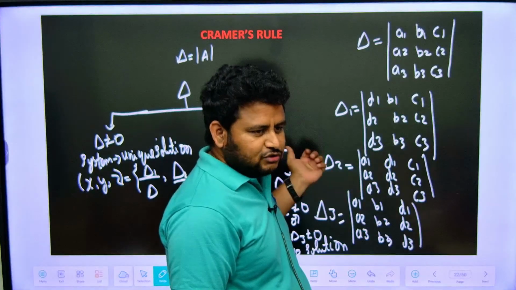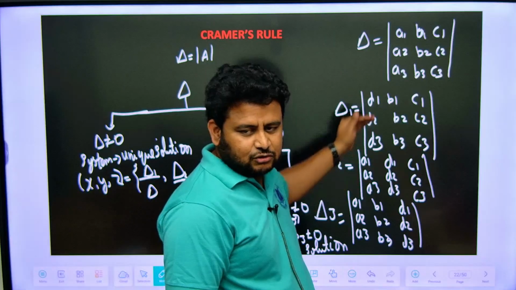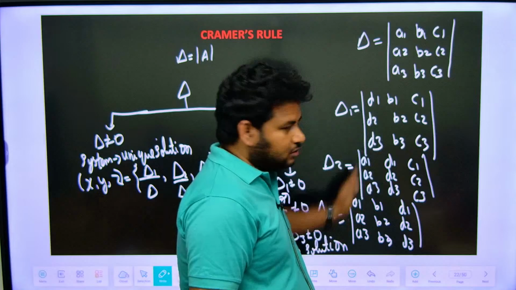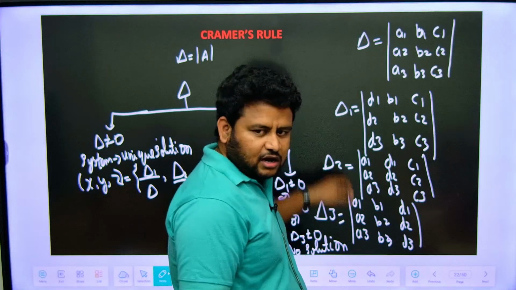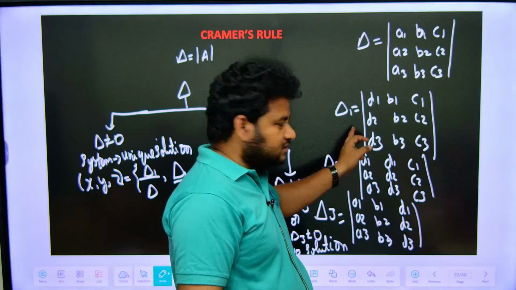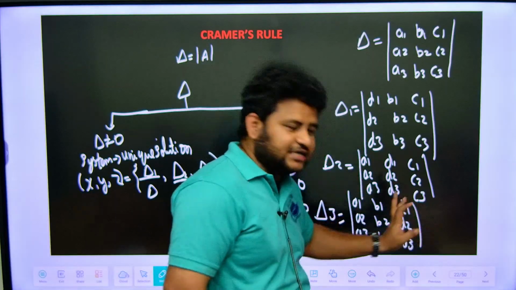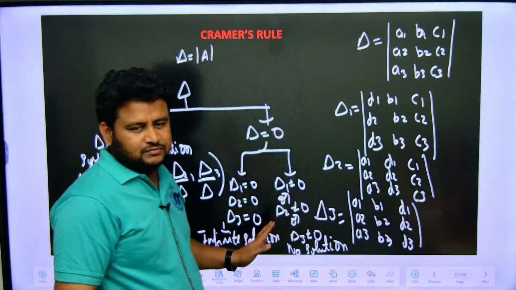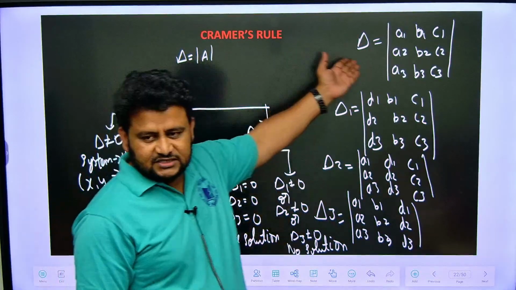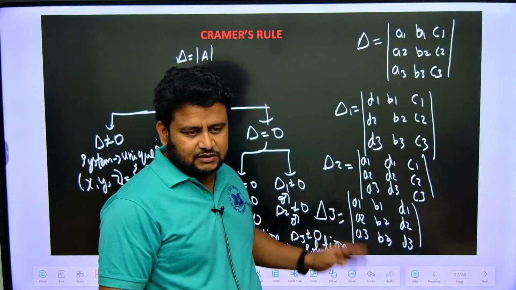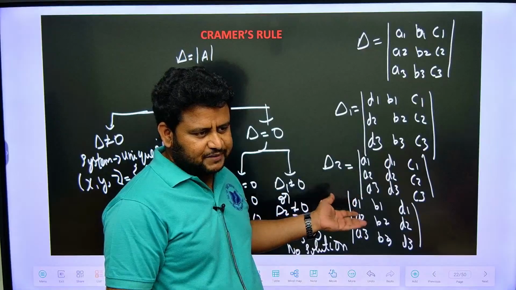There is no unique solution, but you have to check whether it is infinite or no solution. You will find delta 1, delta 2, delta 3. If all are coming equal to 0, all the 4 are 0, then it is infinitely many solutions. But if this is equal to 0, this is equal to 0, this is equal to 0, but this is not equal to 0, either one of them is not equal to 0, you will get no solution. Or if this is equal to 0, but this one is not equal to 0, any one not equal to 0 means no solution.